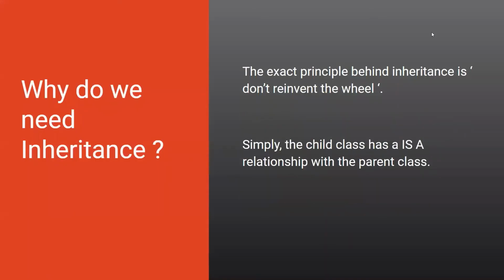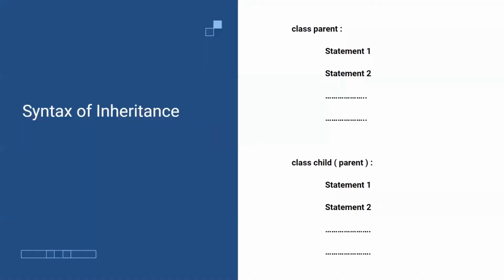Why do we need inheritance? The exact principle behind inheritance is: don't reinvent the wheel. Simply, the child class has an "is a" relationship with the parent class. So guys, in Python, sometimes two interrelated classes need to share some data, and for that, we can create a subclass or a child class from the parent class, and we can do this by using inheritance. Let's move on.